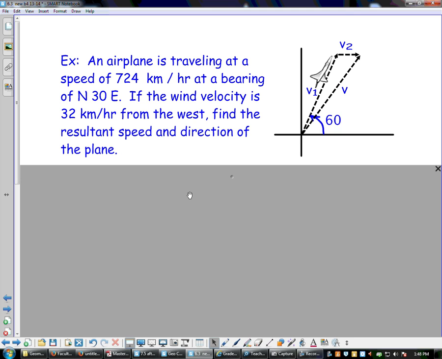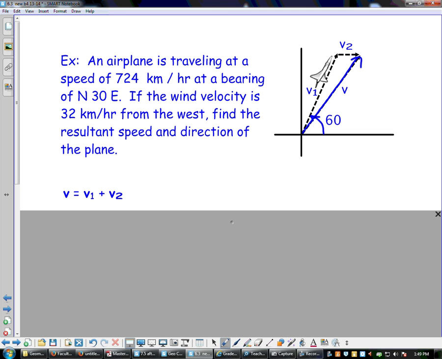So for this problem, you see that we really have two vectors at work, right? Vector 1 is the airplane itself, and vector 2 is the wind. And the wind is a force that's acting on the plane, so it's causing it to go a little bit off from its directed course, right? So vector v is going to be equal to v1 plus v2. We would say vector v is the resultant of vector v1 plus v2.